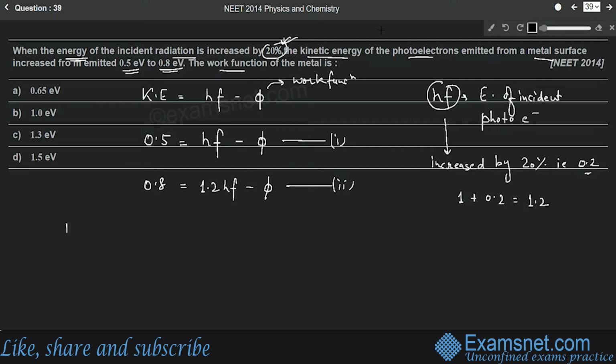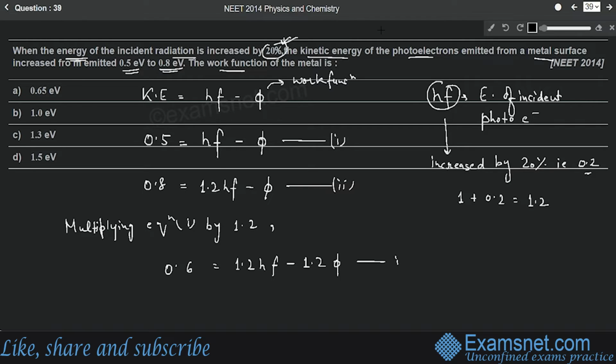So multiplying equation 1 by 1.2, what do we get? If we multiply 0.5 by 1.2, we'll get 0.6, and on the right hand side we'll get 1.2 hf minus 1.2 phi. This will become equation number 1, and the second equation will remain the same, that is 0.8 equals 1.2 hf minus phi. This is the second equation.